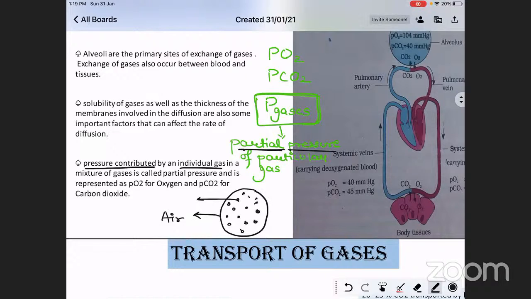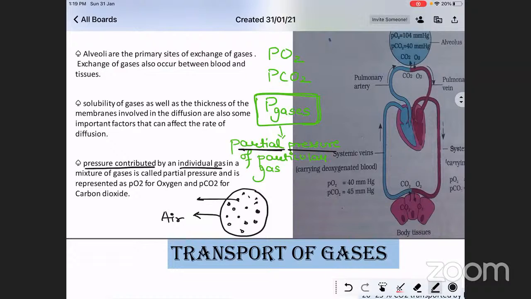So if we are going out in a friend circle, and you include yourself in the friend circle, and you have taken some food item, and now you are all contributing for it, you are all chipping in. The amount of contribution that a particular person or individual gives is going to be the partial pressure. That is the example you can remember.